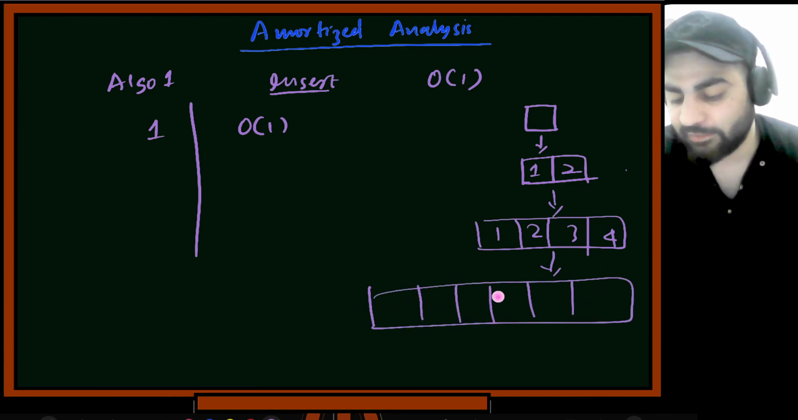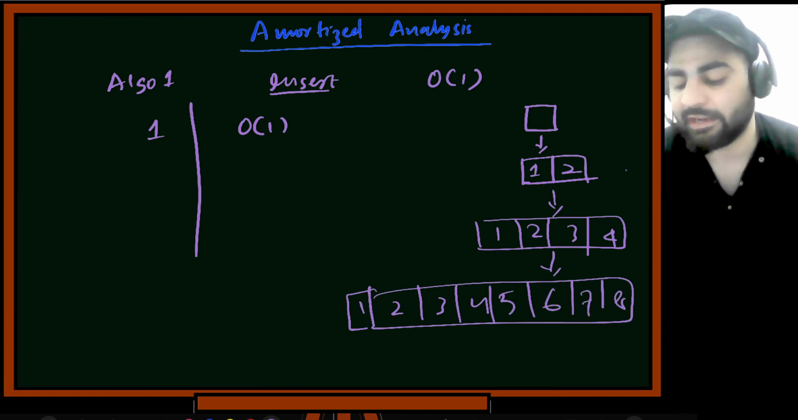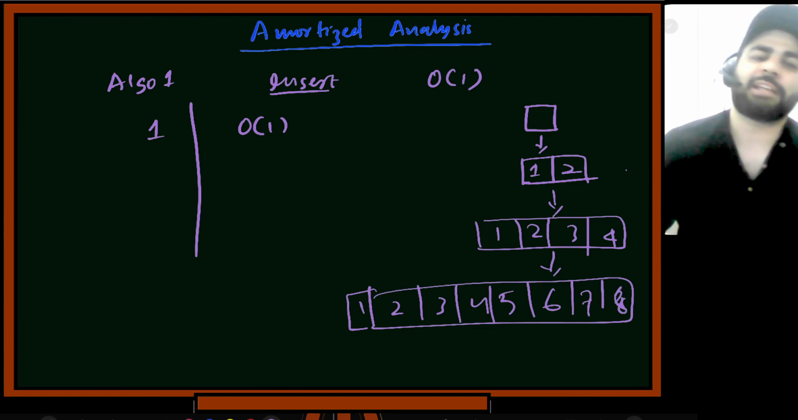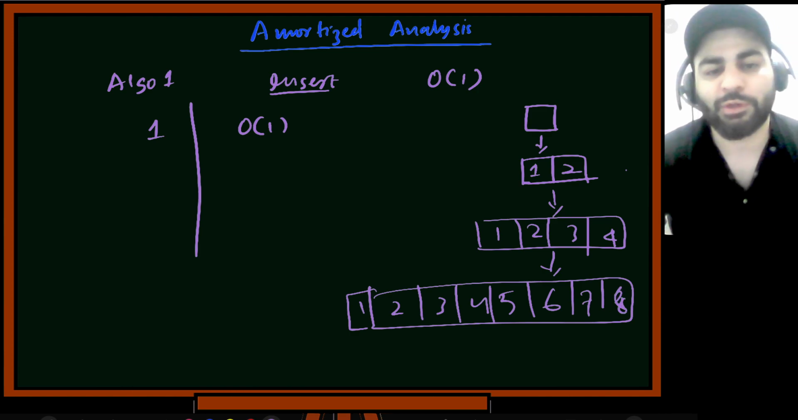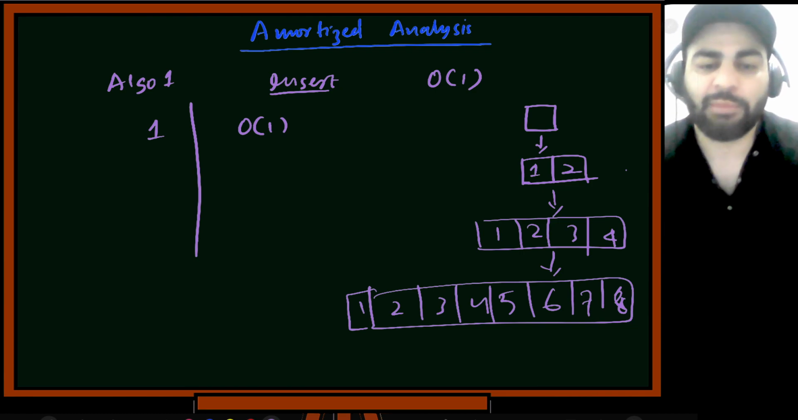Okay, 1 2 3 4 5 6 7 and 8. Let's suppose you double, and you'll now copy these elements 1 2 3 4. Now you'll insert 5 in the fifth insertion, 6 directly here, 7 directly here, 8 directly here. You saw most of the operations are taking order one time, but once in a while the operation takes more time. Maybe it takes order n time.